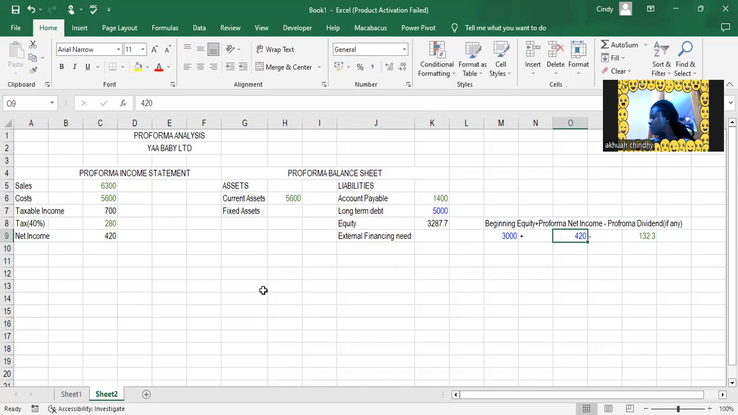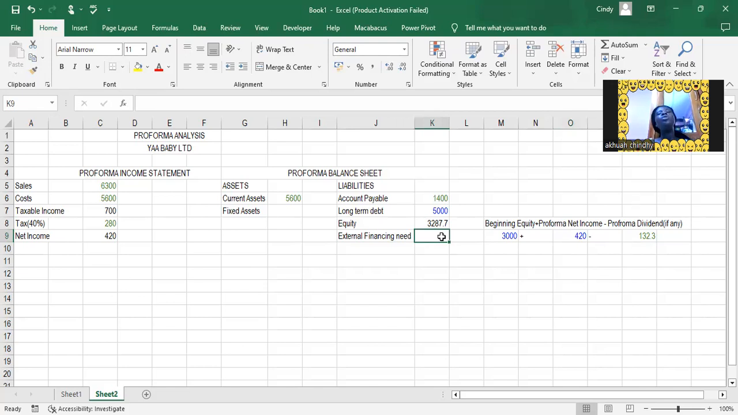So that's it. The net income is 420, not 6,000. So that one was still, sorry, it skipped me, right? So we have our four. So this is our new equity. Okay. So our external financing need, we don't know that yet.